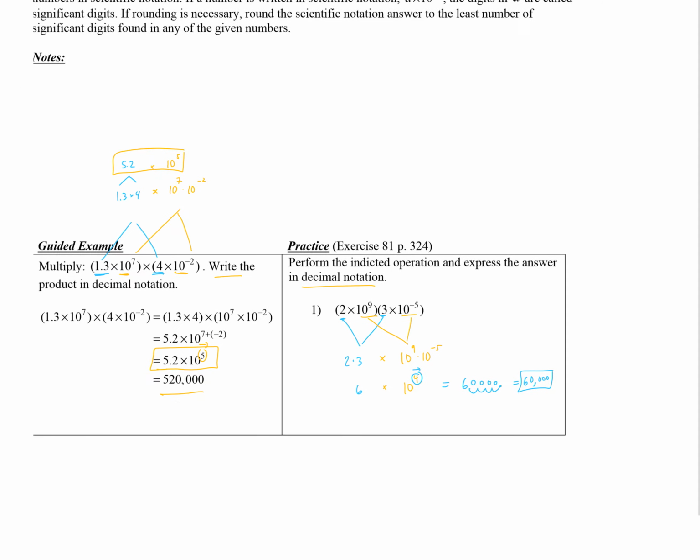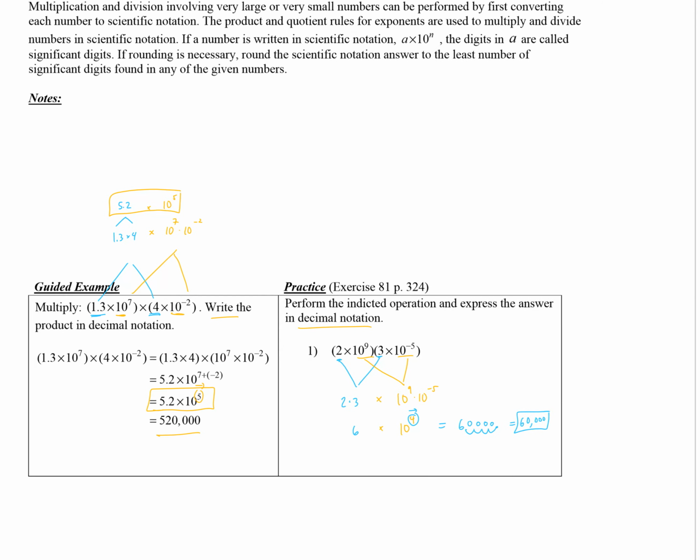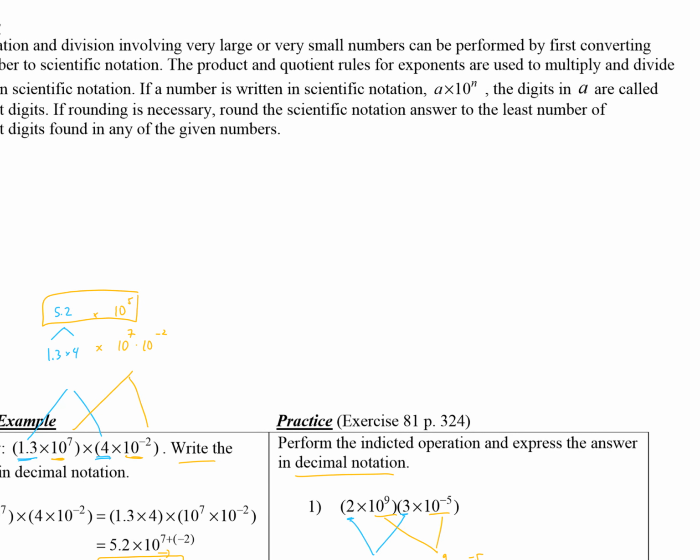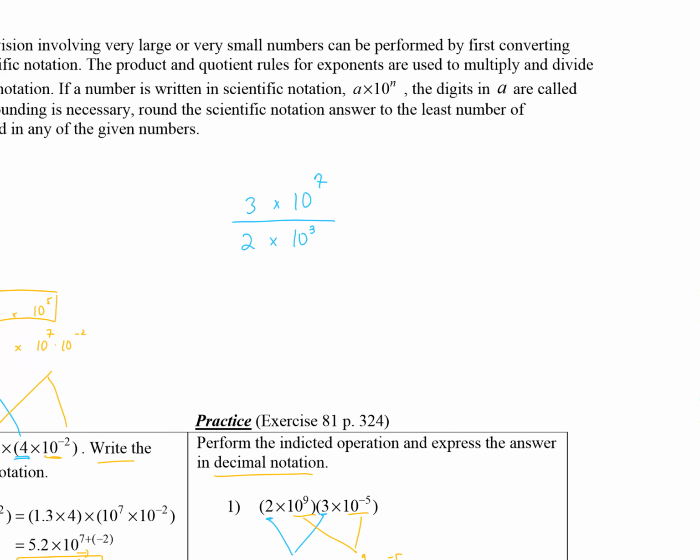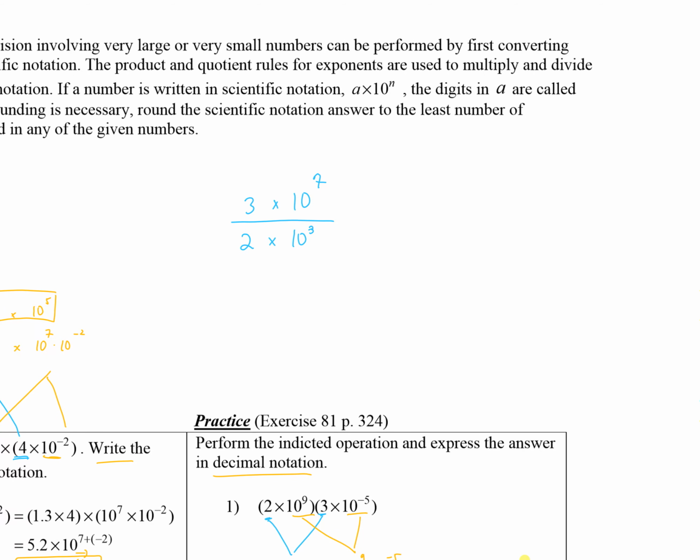Now I know it's not on here, but I'm going to show you a division one. Suppose you saw this. 3 times 10 to the 7th power divided by 2 times 10 to the 3rd power. How do you do this? Well, it's actually pretty easy. You're going to think of it as 3 over 2 times 10 to the 7th over 10 to the 3rd. Basically, you split it like that.